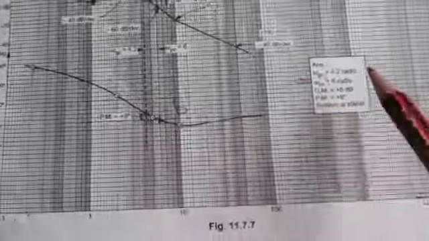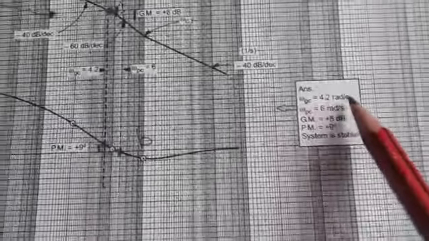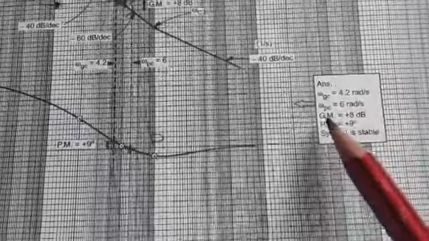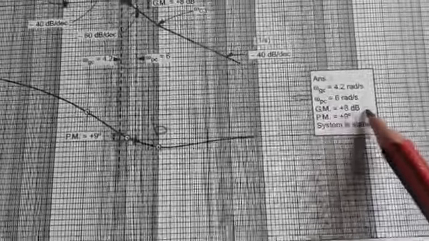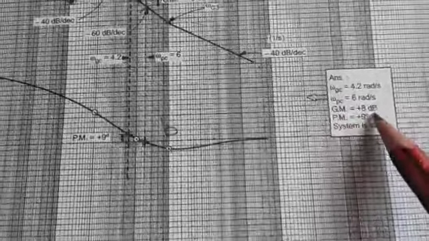Thank you. I hope you will understand. Omega GC is equal to 4.2 radians per second. Omega PC is equal to 6 radians per second. GM is equal to plus 8 dB. PM is equal to plus 9 degrees.